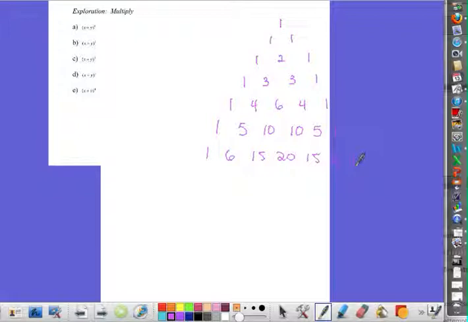Okay, so this is one thing that Pascal came up with, the Pascal's triangle. But here's the really cool part. I want you to look at my exploration. If you have x plus y to the 0 power, that's just 1. And if I have x plus y to the first, that's 1x plus 1y. And I do want you to write it like this because I'm going to make a connection here. And if I have x plus y squared, that was 1x squared plus 2xy plus 1y squared.